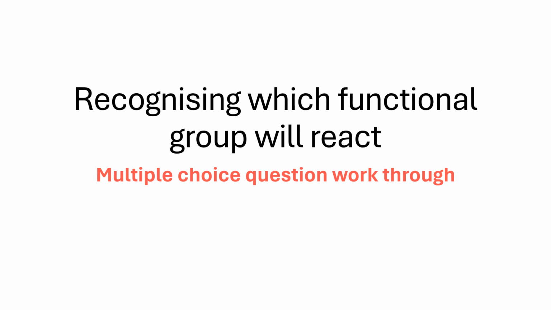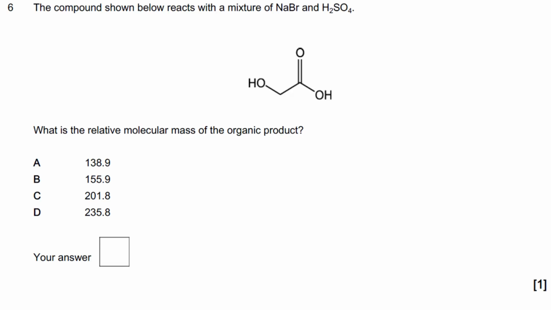Hello and welcome to this look at a multiple choice question which requires you to recognize which functional group will react given a specific reagent or reagents, and then from that to work out the relative molecular mass of the organic product. So starting off, we've got a compound which reacts with a mixture of sodium bromide and H2SO4.